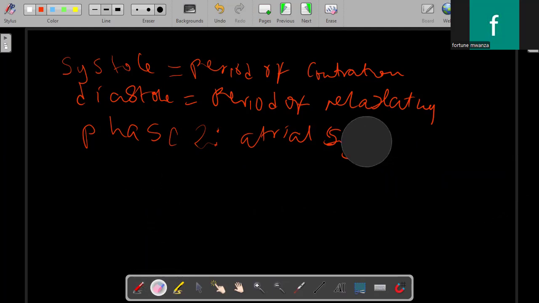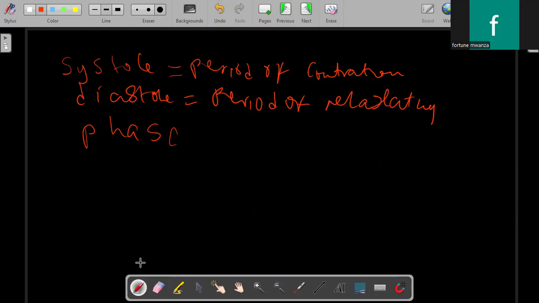Let's go to phase three and see what is happening. Phase three is going to be called the isovolumetric ventricular contraction.